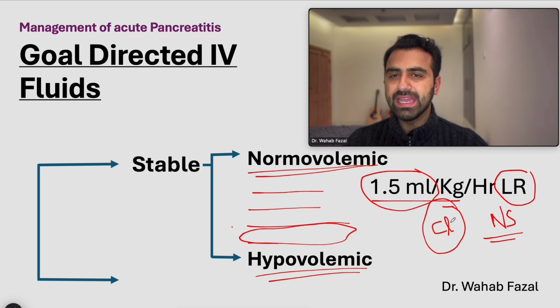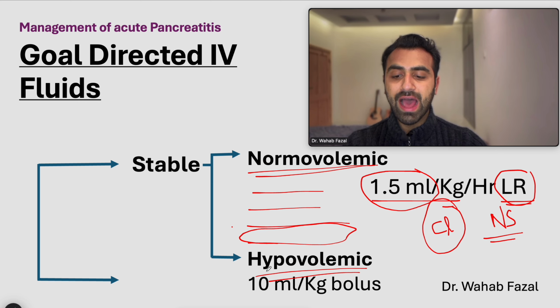Therefore, you want to use Ringer's lactate at a rate of 1.5 milliliter per kg per hour for these normovolemic patients. And then for hypovolemic patients, you want to give them a bolus of 10 ml per kg and then see if that improves their volume status or not. And this was all for stable patients.